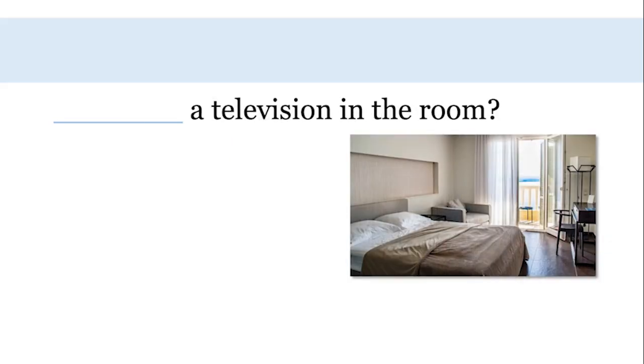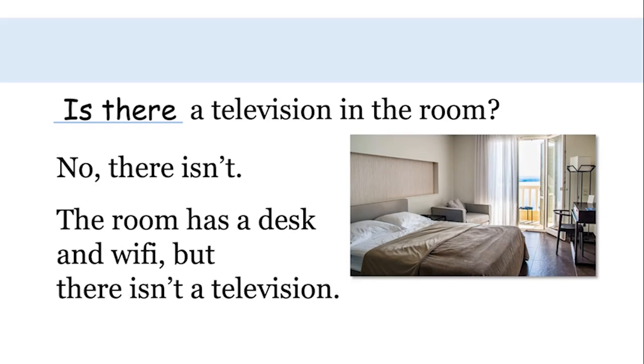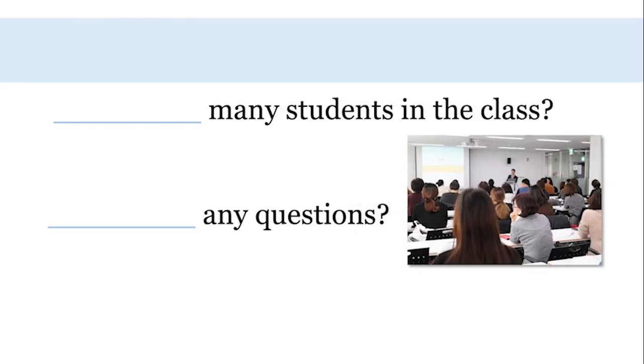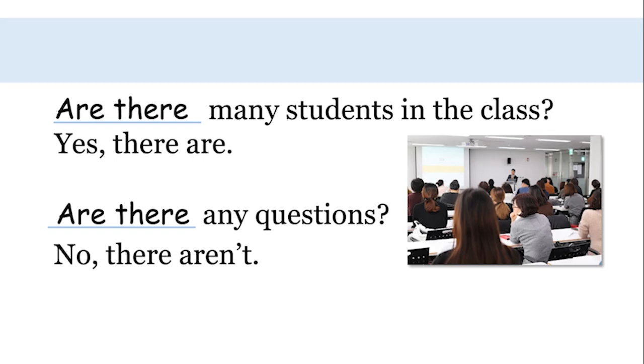What goes in this blank? Is there a television in the room? No, there isn't. The room has a desk and Wi-Fi, but there isn't a television. Okay, last practice. What goes in these blanks? Are there many students in the class? Yes, there are. Are there any questions? No, there aren't.